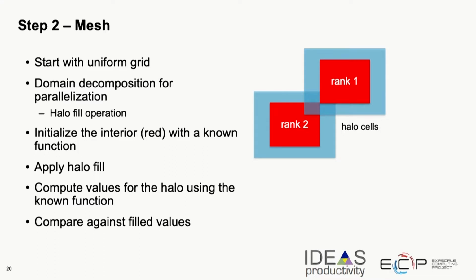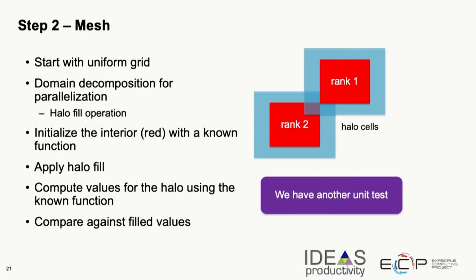So, here what you can do is you initialize, you pick a known function and have two variables. In the first variable you initialize only the interior, in the second variable you initialize not just the interior, but also the halo, and only on the first variable you execute the guard cell fill and you compare the values, and right there you have a unit test for halo cell fill or guard cell exchange. So, that is my second unit test, right.